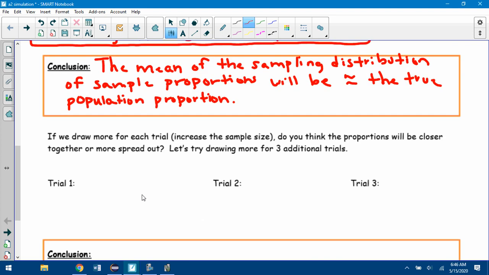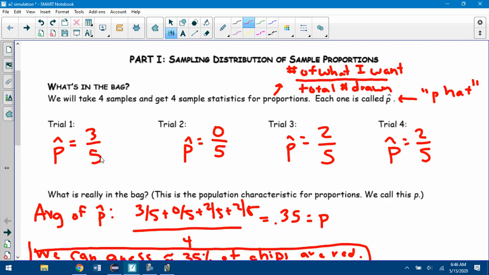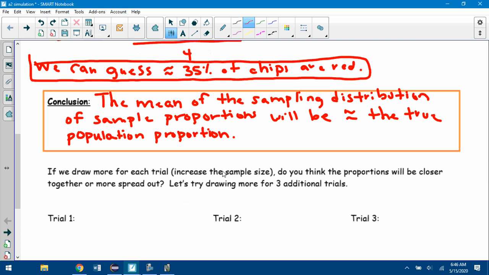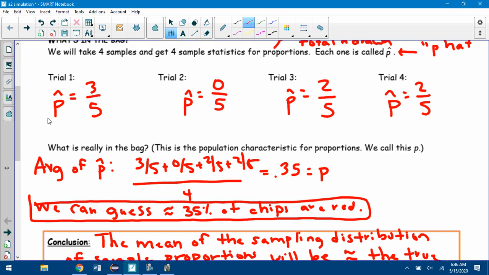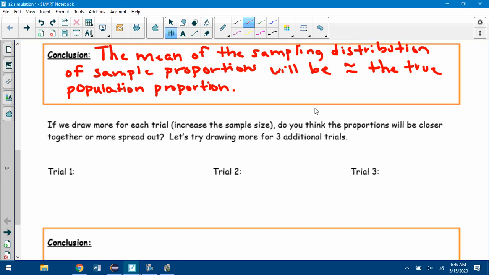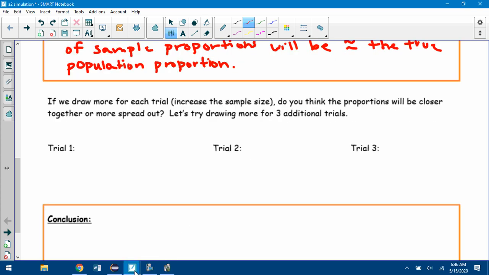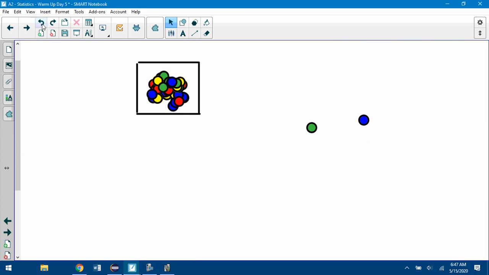Now down here it says, if we draw more for each trial, increase the sample size. So here my sample size was 5, because each sample I took 5 chips out. Let's increase the sample size to 10. Do you think these proportions will become more spread out, or will they be more clumped together? Well, hard to say. Let's try it. So now I'm going to choose 10 chips every time and count how many are red. 1, 2, 3, 4, 5, 6, 7, 8, 9, 10. How many did I get?